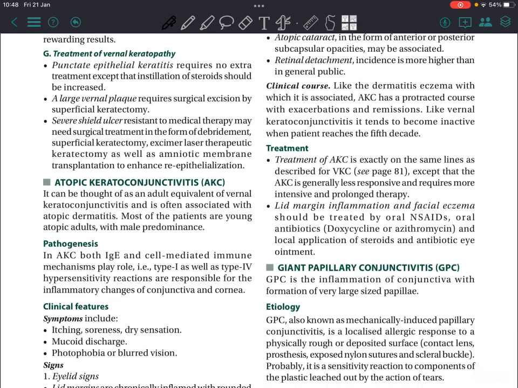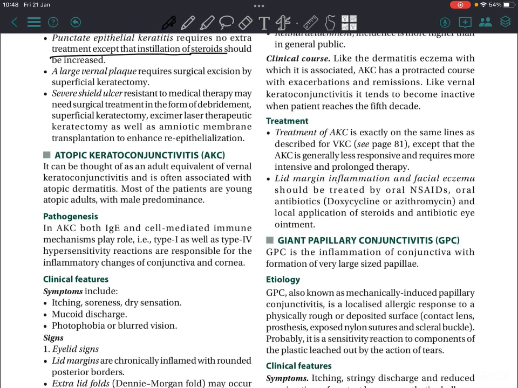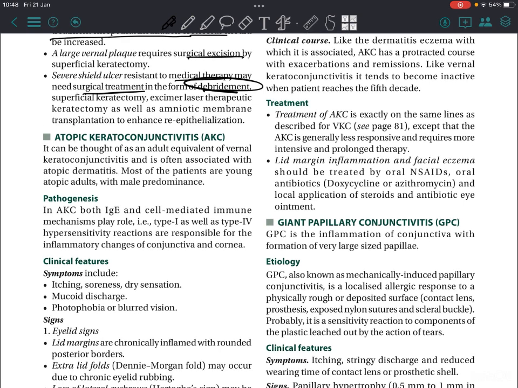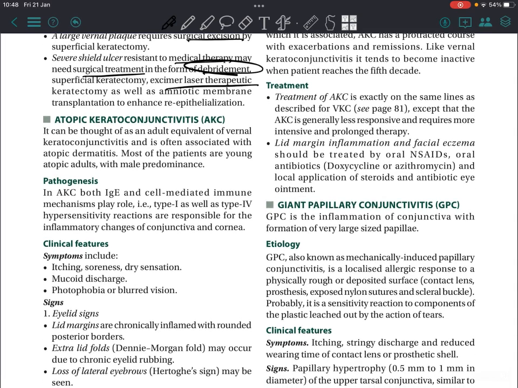Treatment of vernal keratopathy: punctate epithelial keratitis requires no extra treatment except instillation of steroids. Large vernal plaque requires surgical excision. Severe shield ulcer, resistant to medical therapy, may need surgical treatment in the form of debridement, superficial keratectomy, excimer laser therapeutic keratectomy, as well as amniotic membrane transplantation to enhance re-epithelialization.